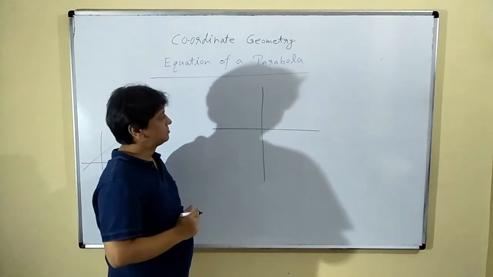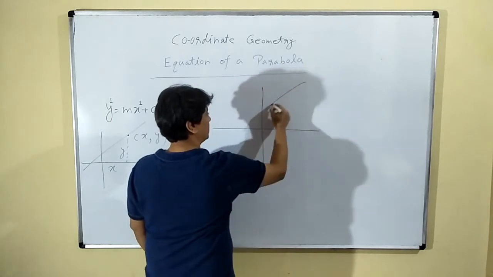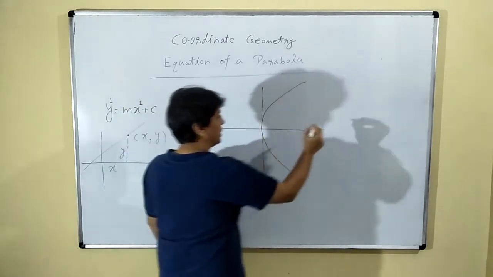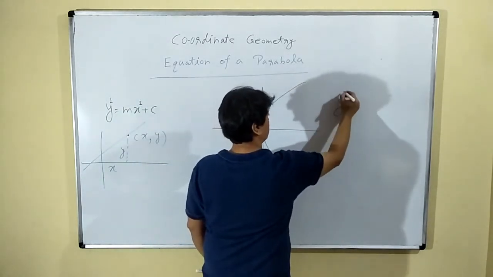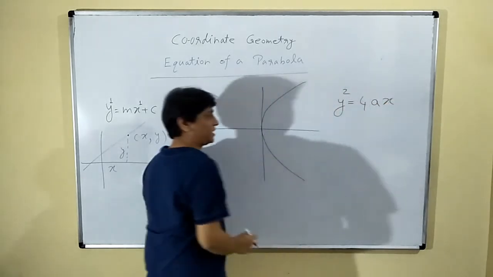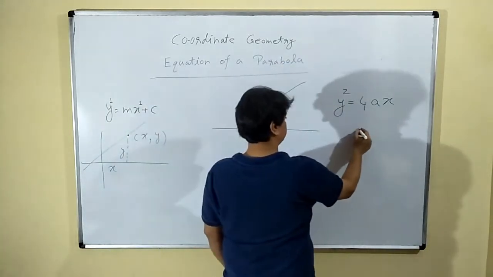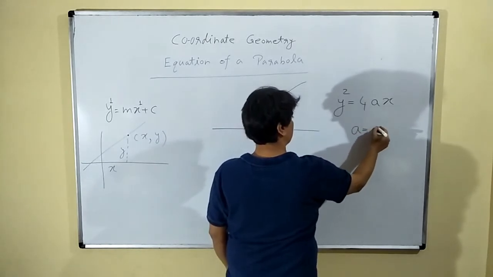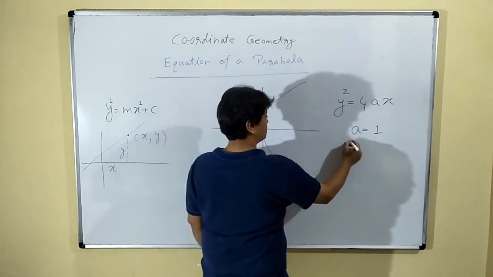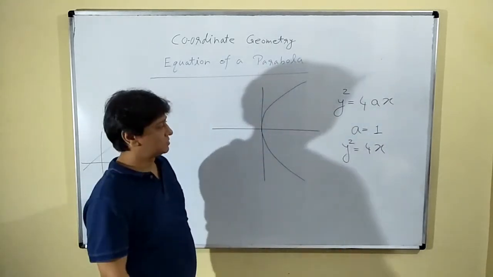This is the axis system. Let's say we draw a parabola like this, and the equation of the parabola is y square equals to 4ax, and say a is 1. Then this equation becomes y square equals to 4x.